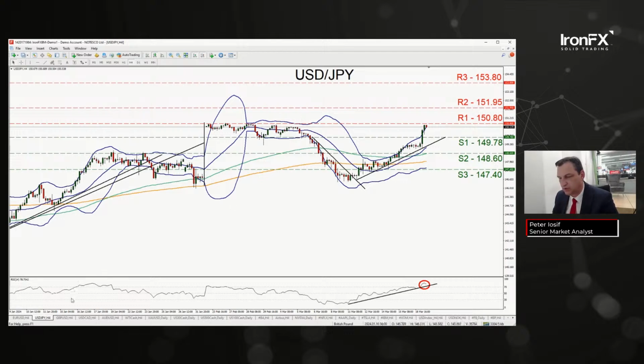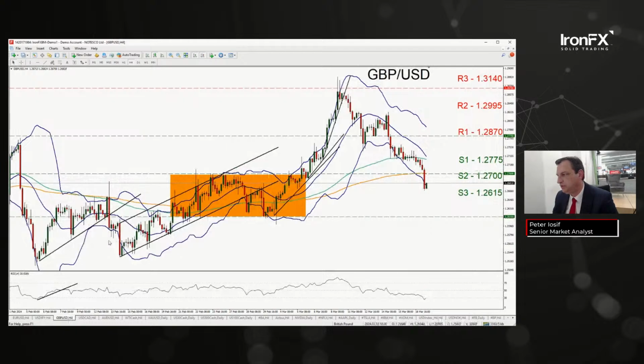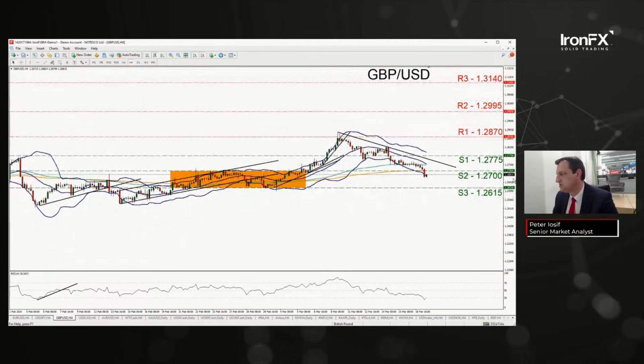Okay, let's have a look at GBP USD. GBP USD maintains a very similar picture to Euro USD. You can see how the downward motion is in play here. And interestingly enough, we have to switch the role of the S1 to a resistance line. And the S1 as well.